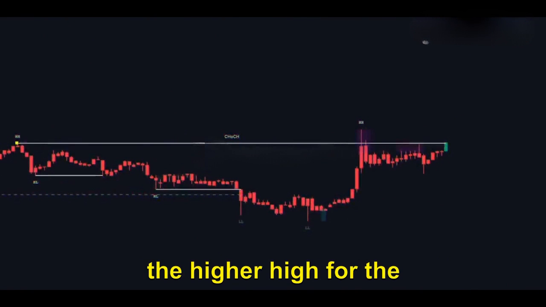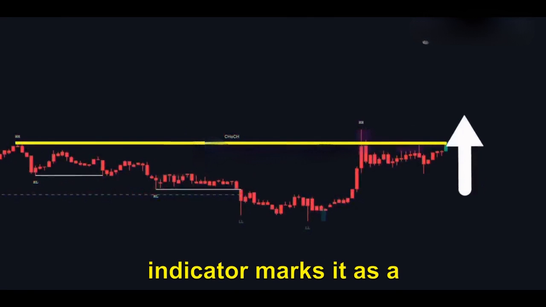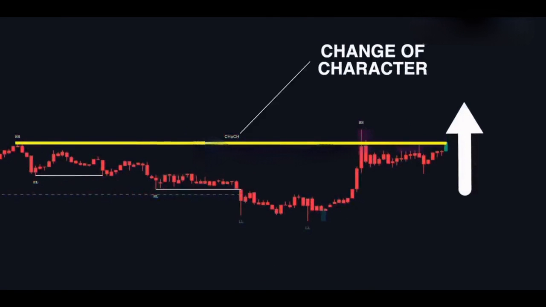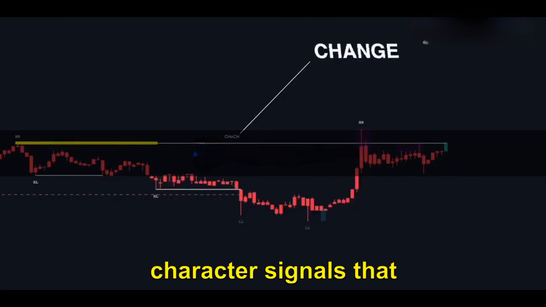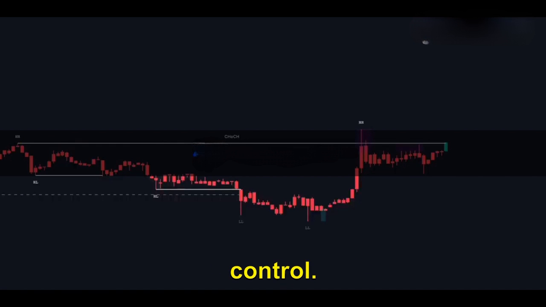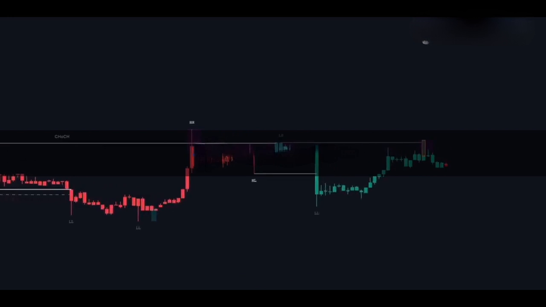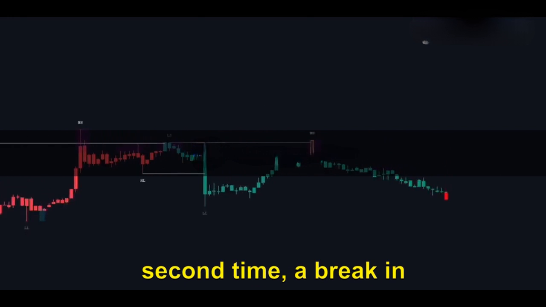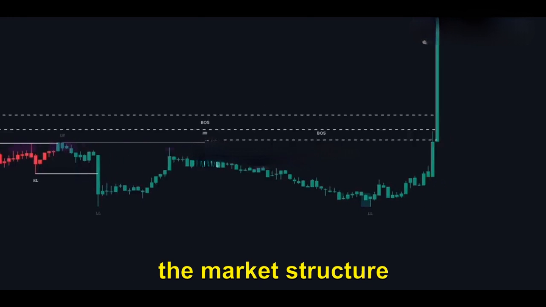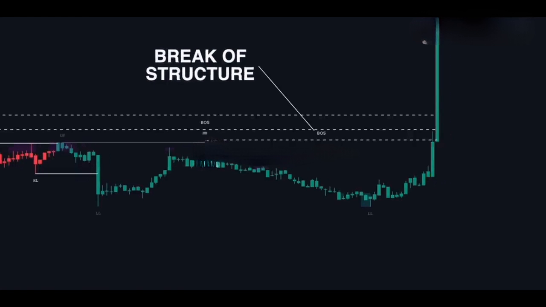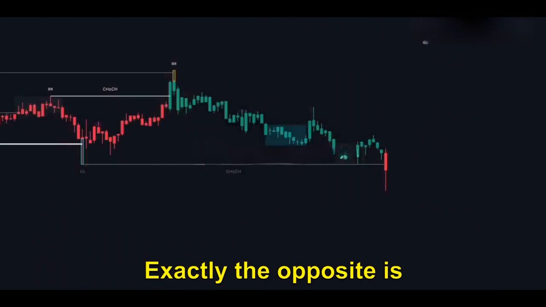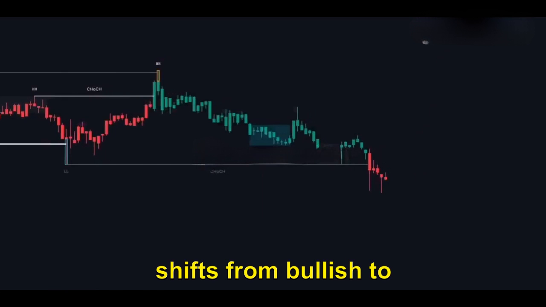When price breaks above the higher high for the first time, the indicator marks it as a change of character. A bullish change of character signals that buyers are now in control. This is when the candle color switches from red to green. When the higher high gets broken for the second time, a break in the market structure occurs. Exactly the opposite is true when sentiment shifts from bullish to bearish.